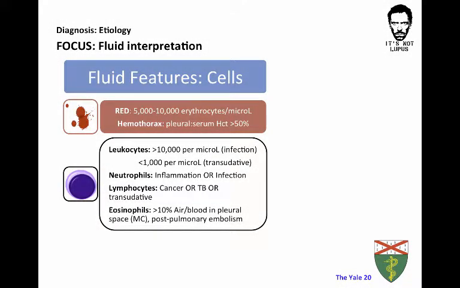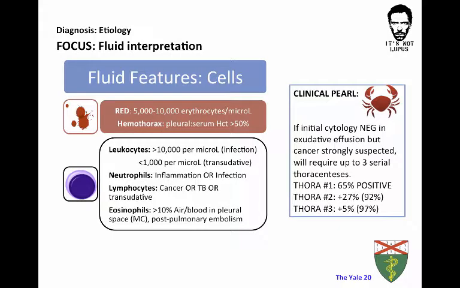And finally, you want to take a good look at the cellularity of your fluid. High red cell counts or a spun hematocrit greater than 50% can often indicate a hemothorax, especially in the correct clinical setting. And then you want to get a very good look at those white cells. So are we talking about a neutrophilic process, a lymphocytic process, or even a predominantly eosinophilic process, each of which has a different differential diagnosis?